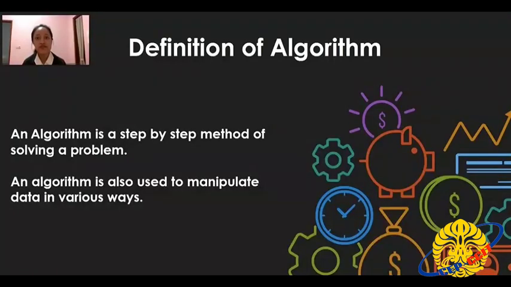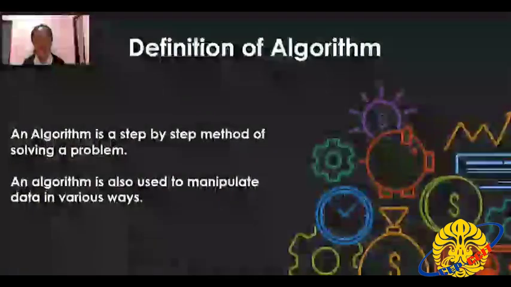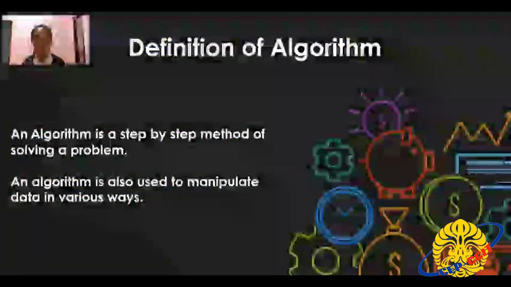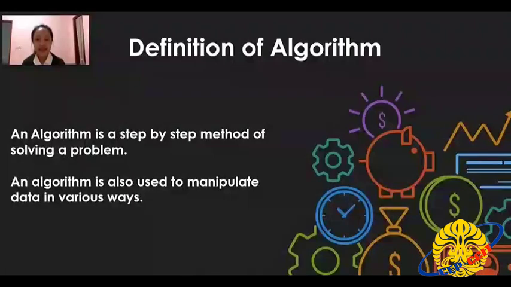Now, the first thing that we would like to explain is the definition of algorithm. An algorithm itself is a step-by-step method of solving a problem. It is commonly used for data processing, calculation, and other related computer and mathematical operations. An algorithm is also used to manipulate data in various ways, such as inserting a new item, searching for a particular item, or sorting an item.